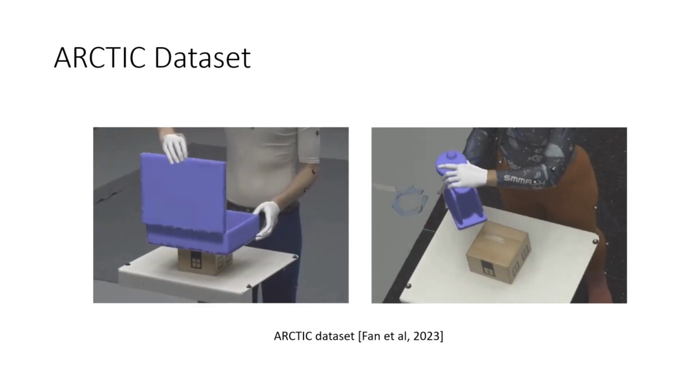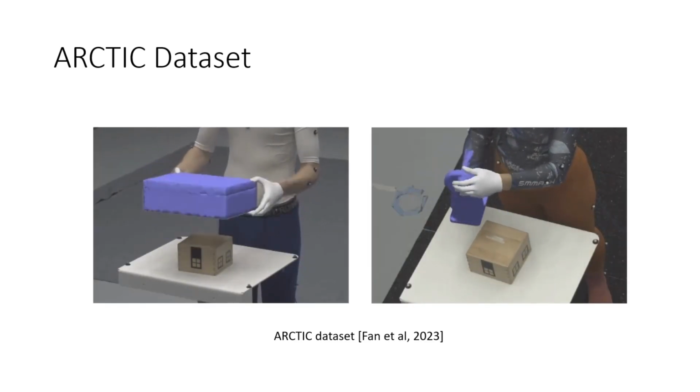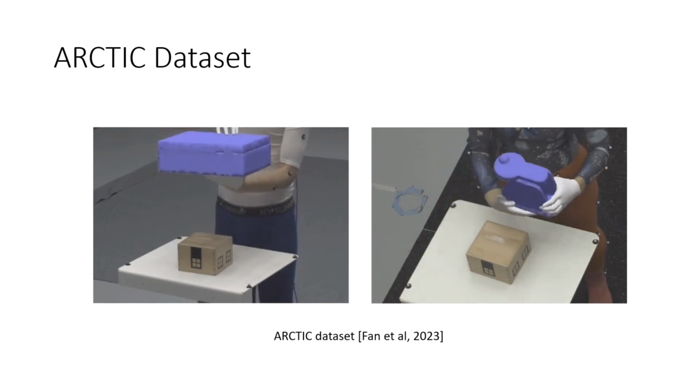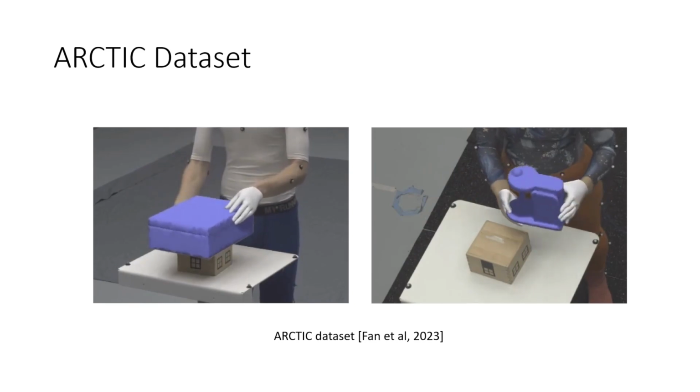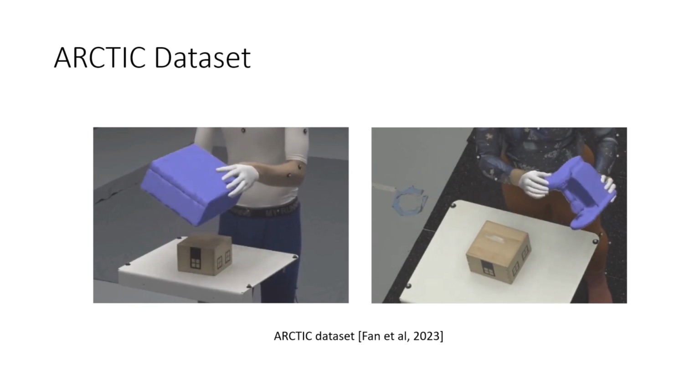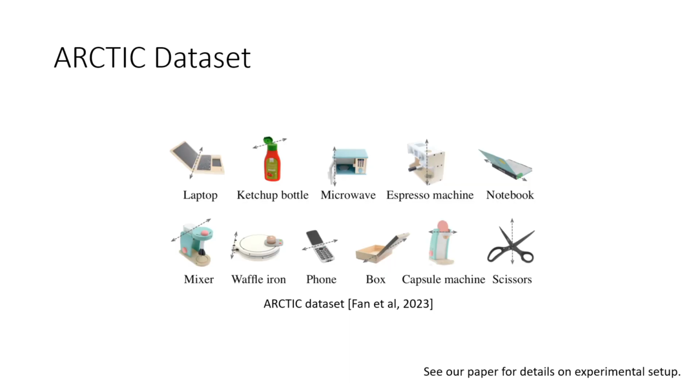Now we present our experiments. We use the recently released Arctic dataset for our experiments. It contains accurate 3D ground truth annotations for two-hand manipulation of articulated objects. It includes objects with 1 degree of freedom for object articulation.